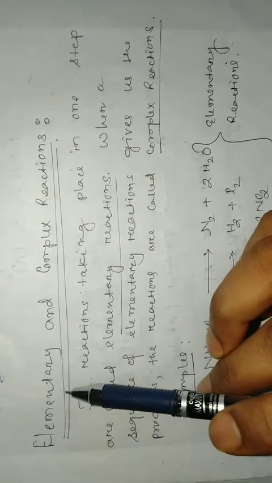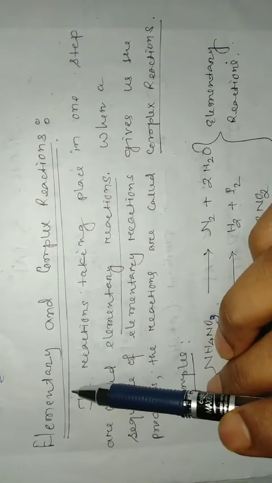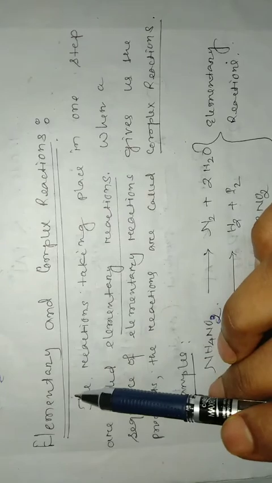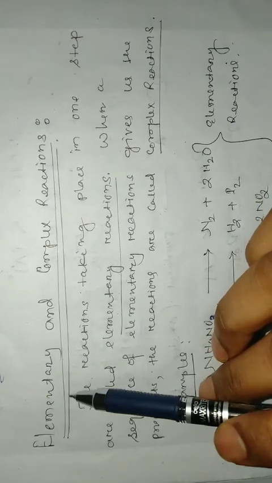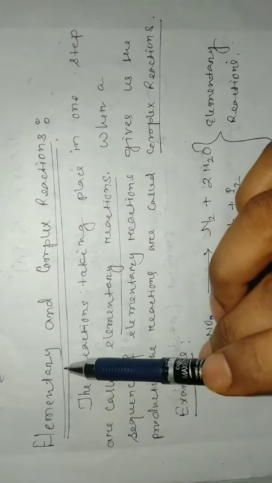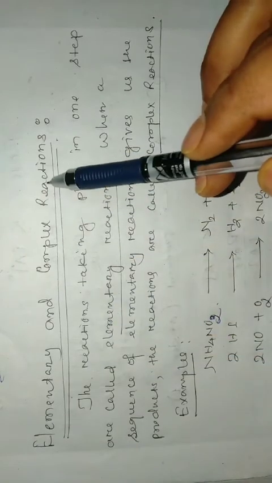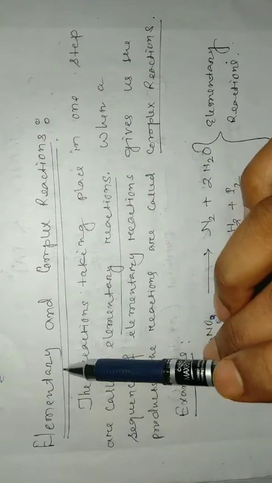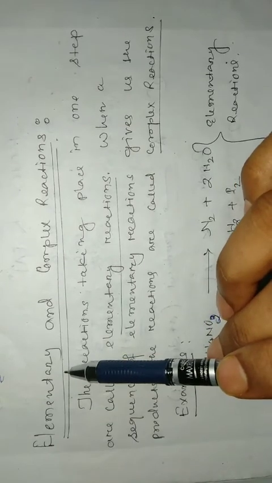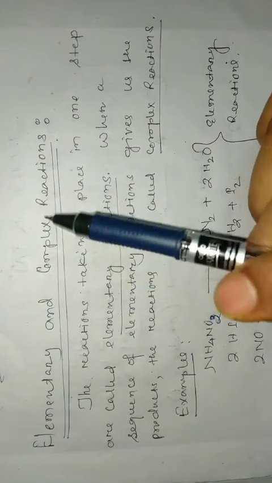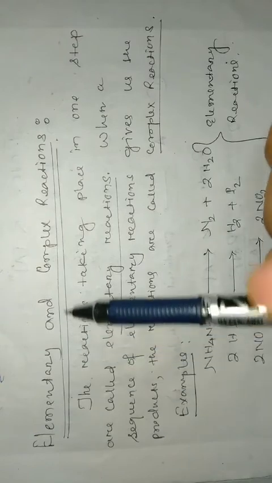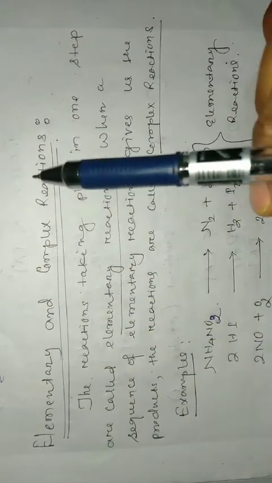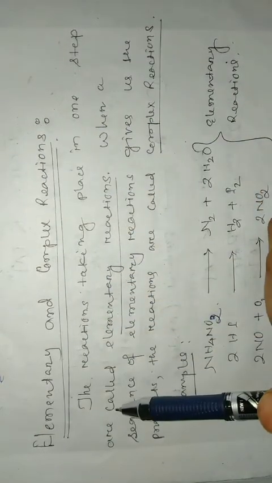In the previous video, we discussed the order of chemical reactions. And today we are going to discuss elementary and complex reactions. So what type of reactions are known as elementary reactions? Elementary reactions are completed in a single step. In an elementary reaction, reactants are converted into product only in a single step.